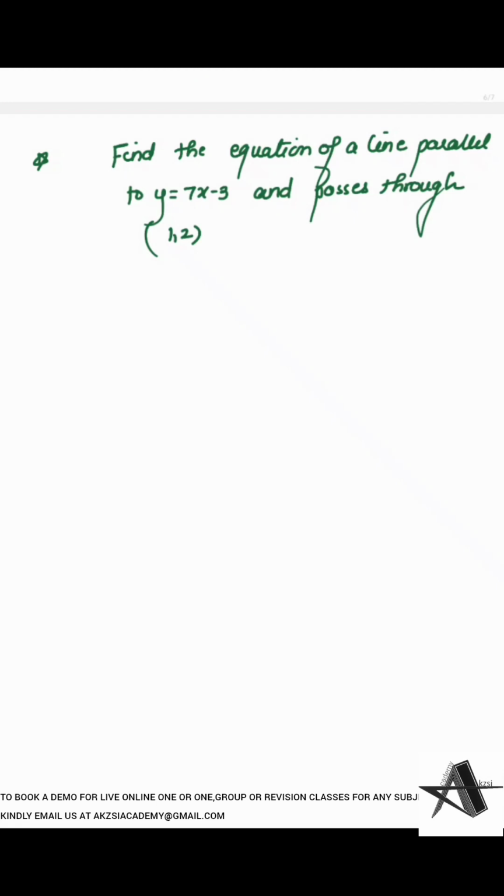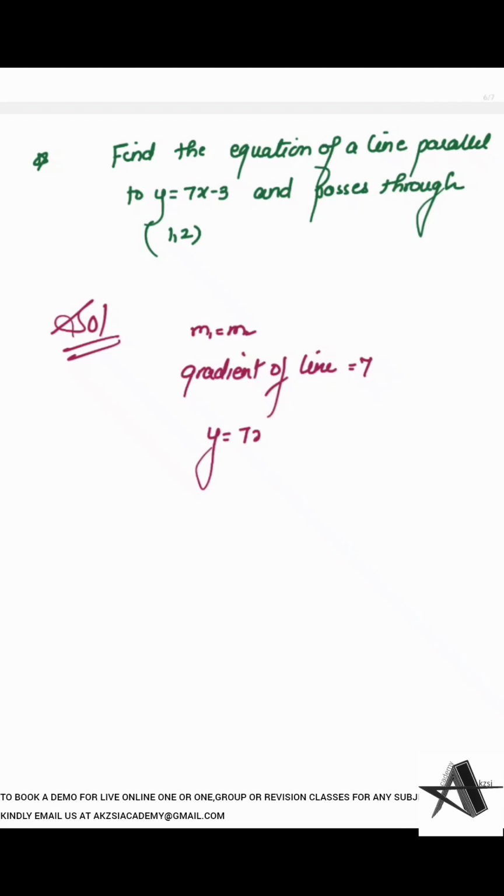It says we have to find the equation of a line that is parallel to y equals 7x minus 3 and passes through (1, 2). Clearly, if they are asking for a line parallel to y equals 7x minus 3, the gradient should be equal. So the gradient of that line will be 7, because if two lines are parallel, their gradients are equal. That means the equation will be y equals 7x plus c. We only need to calculate c.